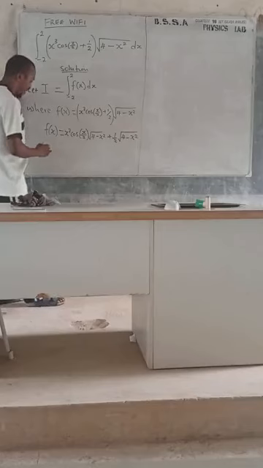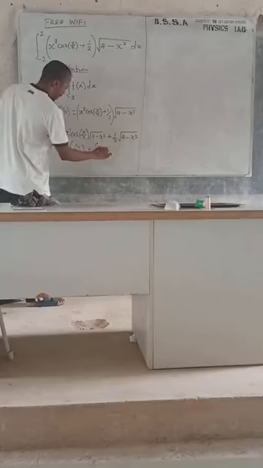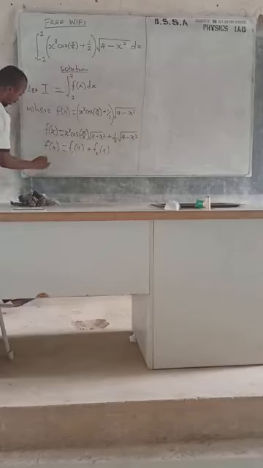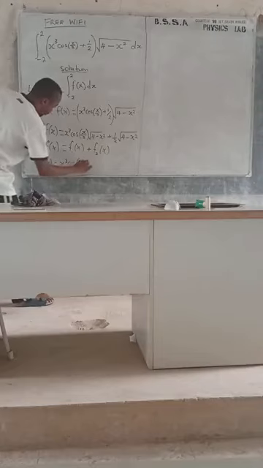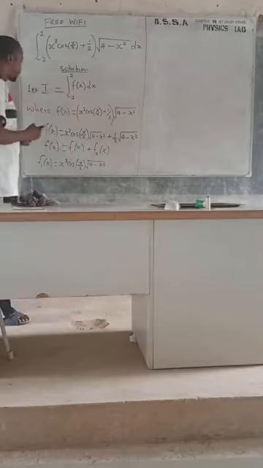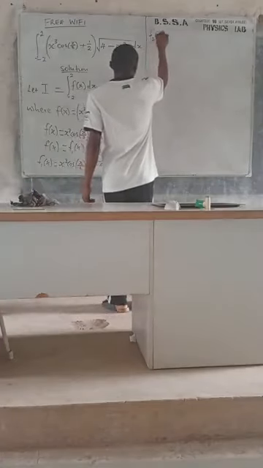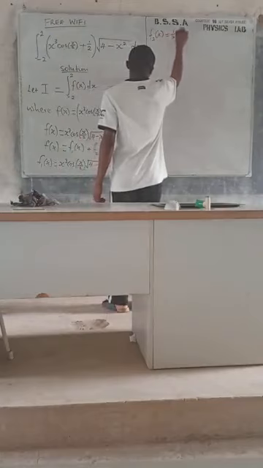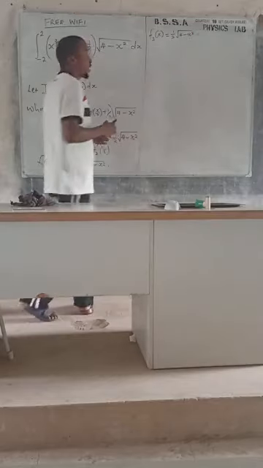If we subdivide this function into two parts, f of x equals f1 of x plus f2 of x. Now f1 of x is nothing but the first function, x cubed cos x over 2 multiplied by the square root of 4 minus x squared. And f2 of x is nothing but half the square root of 4 minus x squared. Now, let's apply the property.